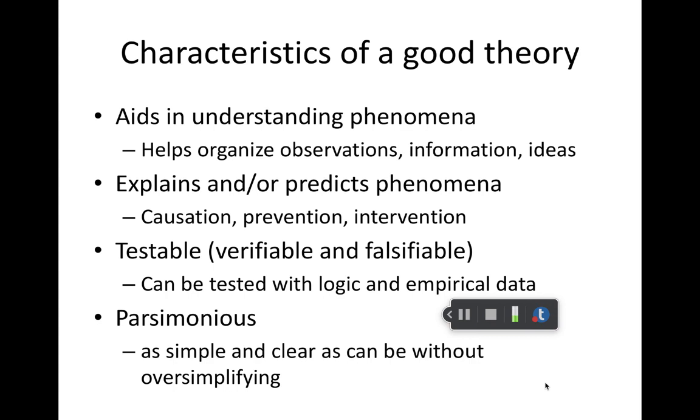A good theory is also parsimonious. That means that it's as simple and clear as it can be without oversimplifying. This means that if we have two theories that are equally good at explaining some phenomenon, but one has more information, it's more convoluted, it's more complex, we would prefer the simpler theory because it gets the job done without additional and apparently unnecessary information.